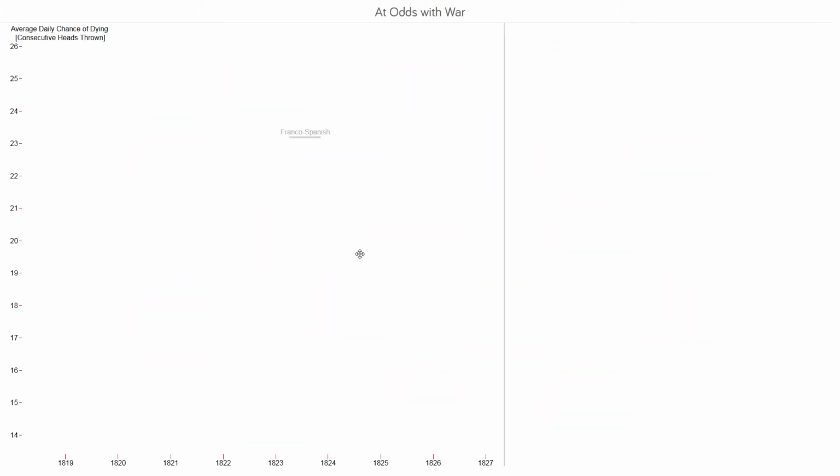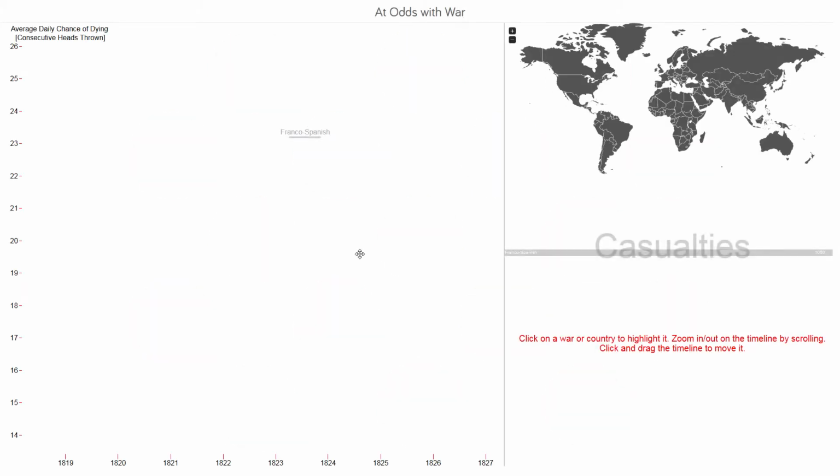Imagine flipping a coin and it landing heads. The average daily chance of dying as someone involved in the Second World War is equal to landing 17 heads in a row. Our visualization consists of several sections.